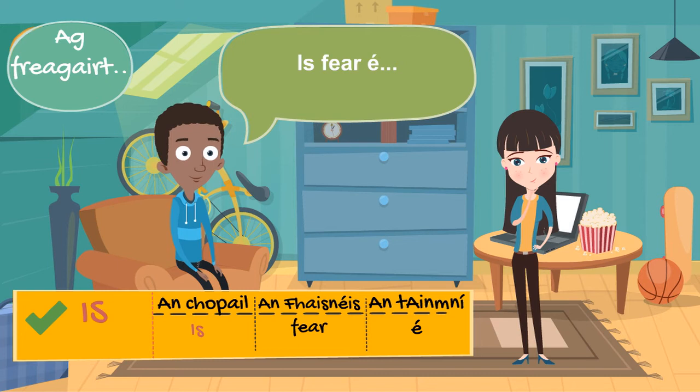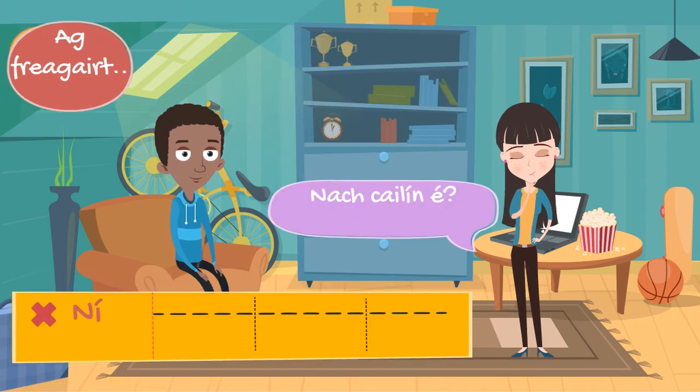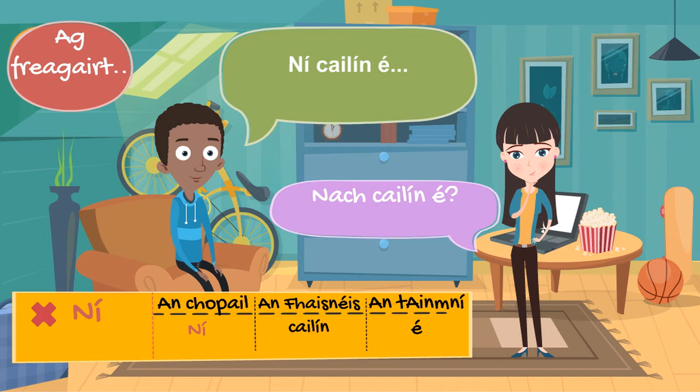To answer questions negatively, the copula word ní is used. The sentence structure is the same as asking and answering questions: An Chopail, an Aidiacht, an Téarma. Ní cailín é, it is not a girl.